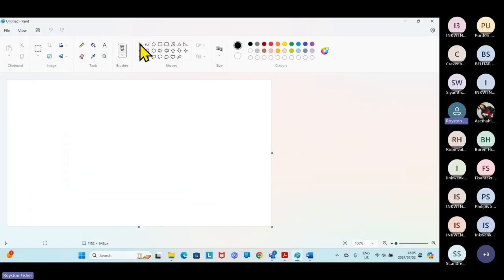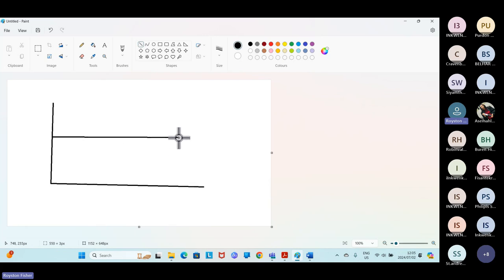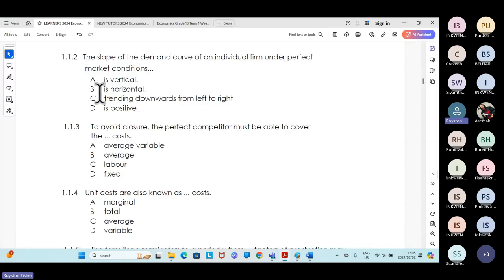So remember, this would be your vertical side. This is where your price would be. And then on this side, you have your quantity. But now they ask you the slope of the demand curve. So the demand curve, is it vertical? That is A's option. No, it's not. Is it horizontal? Yes, it is. So therefore, your answer is B.